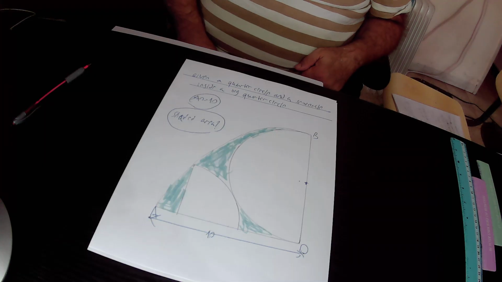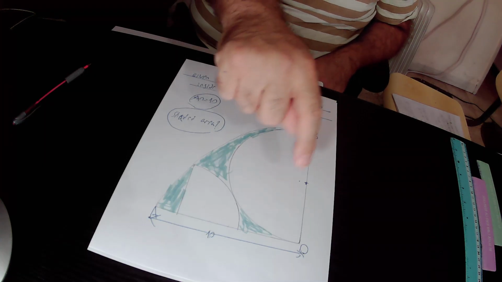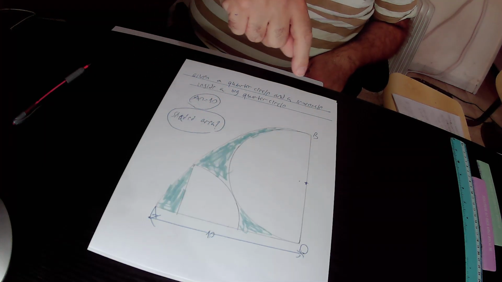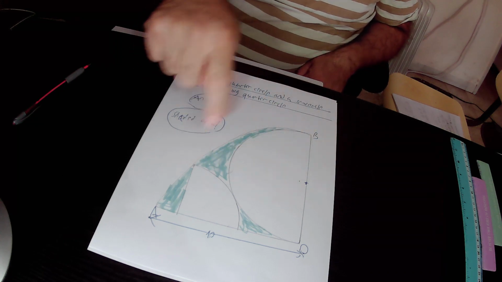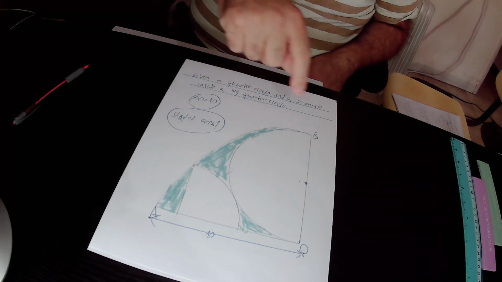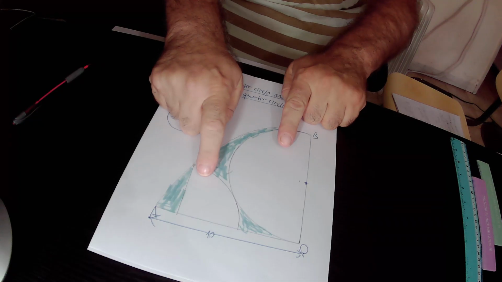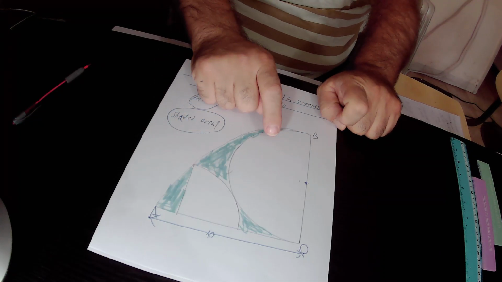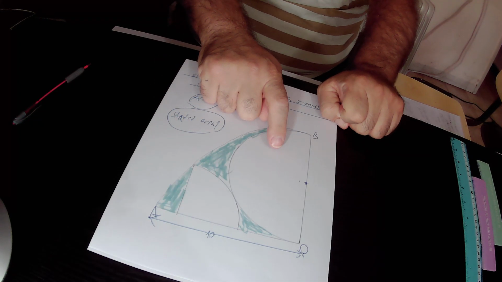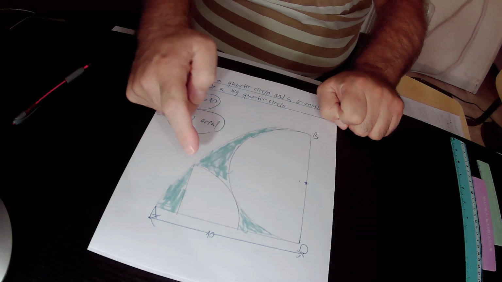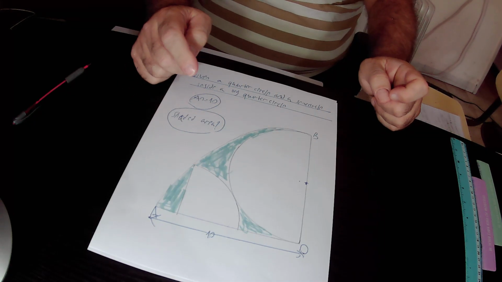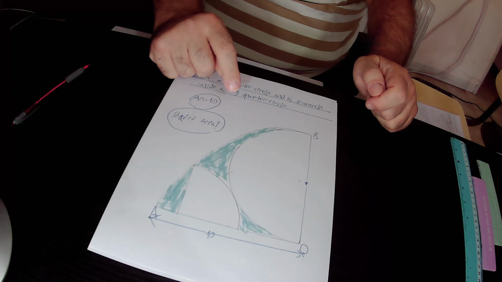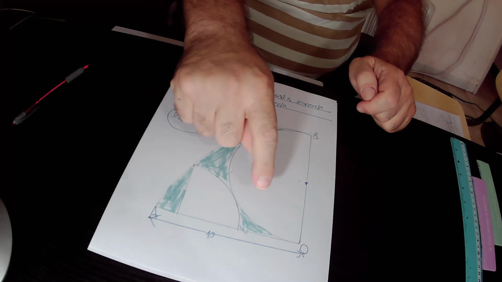In the drawing, we have a big quarter circle AOB. Quarter circle AOB contains two shapes. It contains this semicircle and this small quarter circle, and our task is to find out the area of this shaded region.